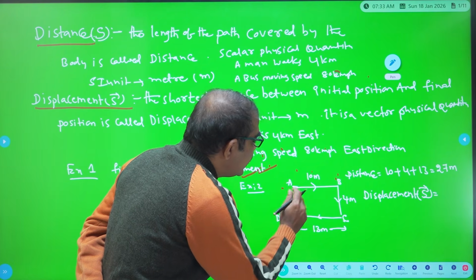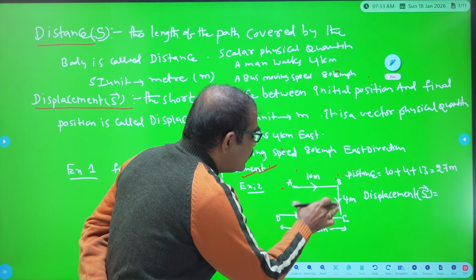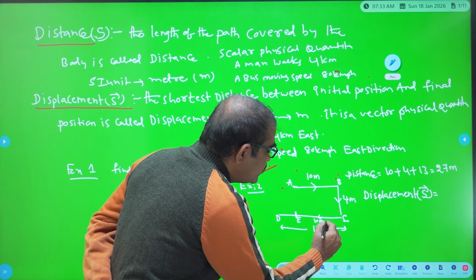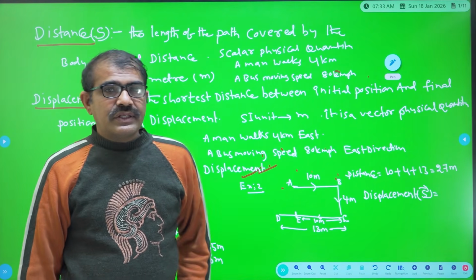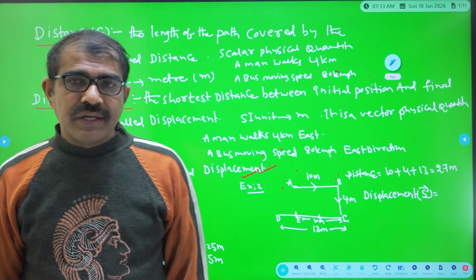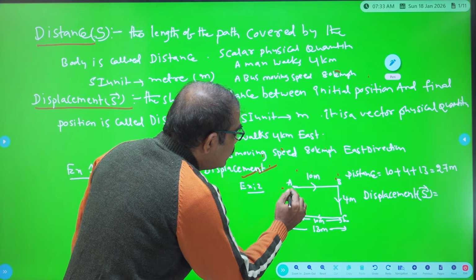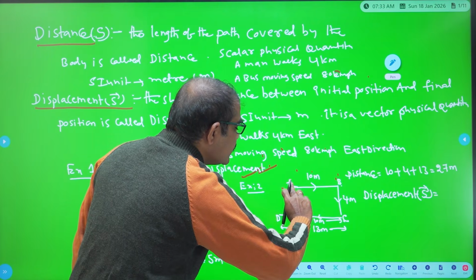C to E is 10 meter. This is also 10 meter, because it is the same length. Because the shape is rectangular, opposite sides are equal. Now the dotted line: this is 4 meter, this is also 4 meter.